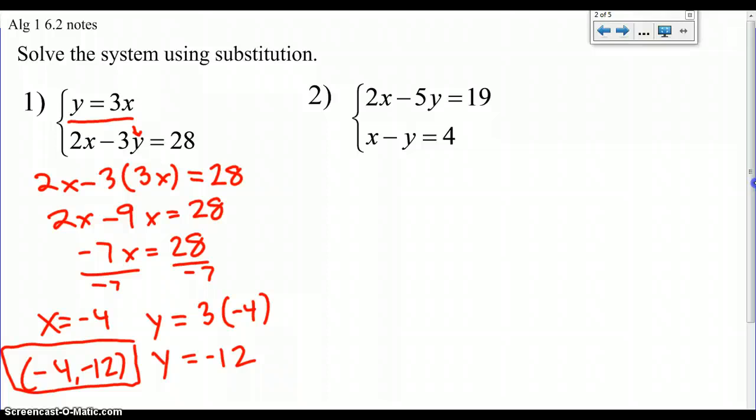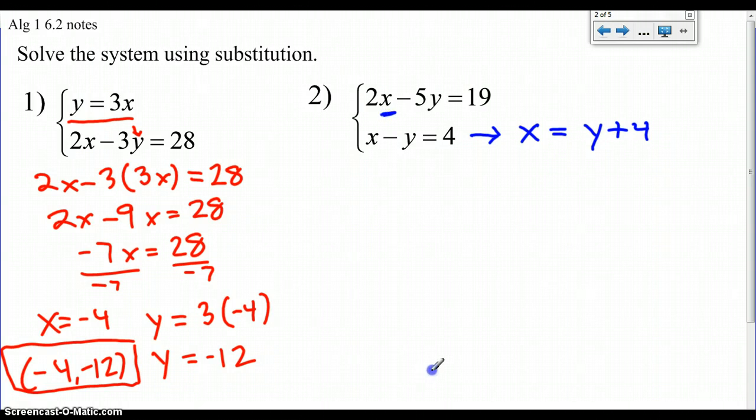Okay, now in number 2, you'll notice that we don't have something laid out quite as simply for us. We'll have to do a little bit more thinking on how we want to approach this one. Now I notice this. On the first equation, I have a 2x and a 5y. I could solve for x or y. That would work and it would be fine. However, on the second equation, I just have a 1x and a 1y. So to me, it makes sense to solve for either x or y. I'm going to go with x just by simply adding y to both sides. I know that x equals y plus 4.